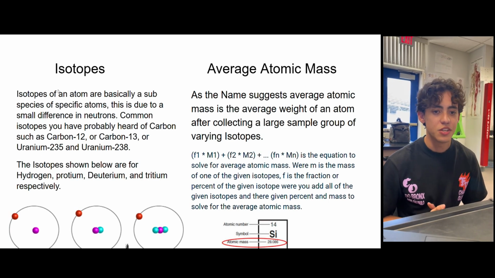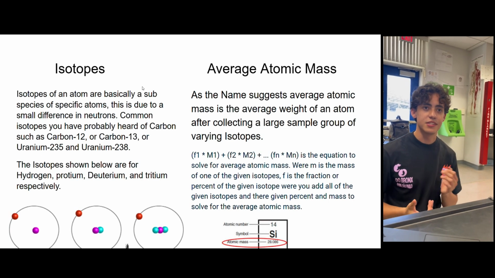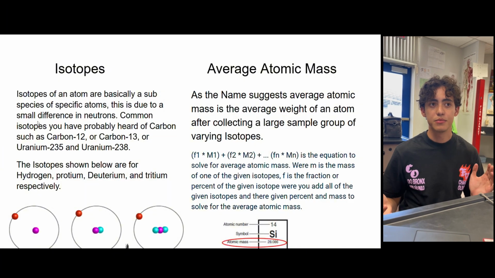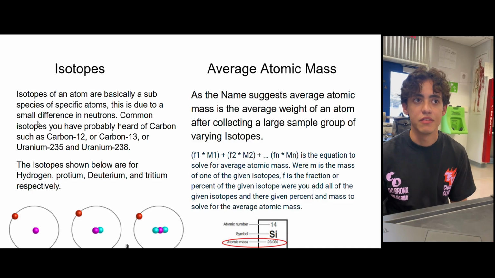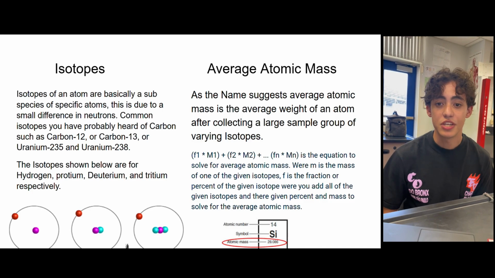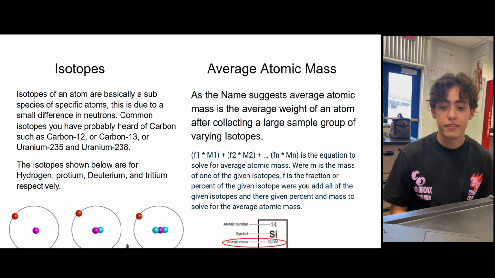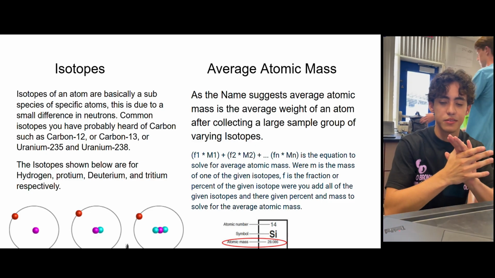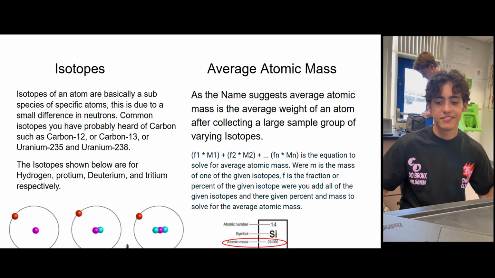Isotopes. Isotopes are basically like subspecies of atoms. They could have a different amount of neutrons or electrons. The average atomic mass is basically all the isotopes averaged out, and that's the mass.